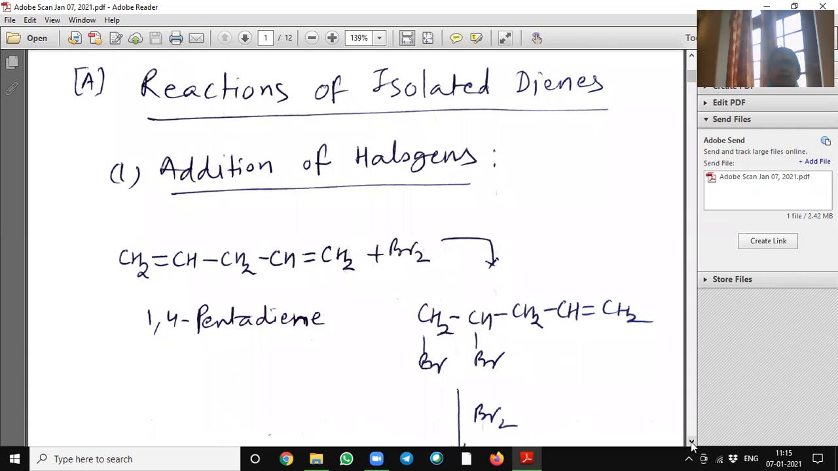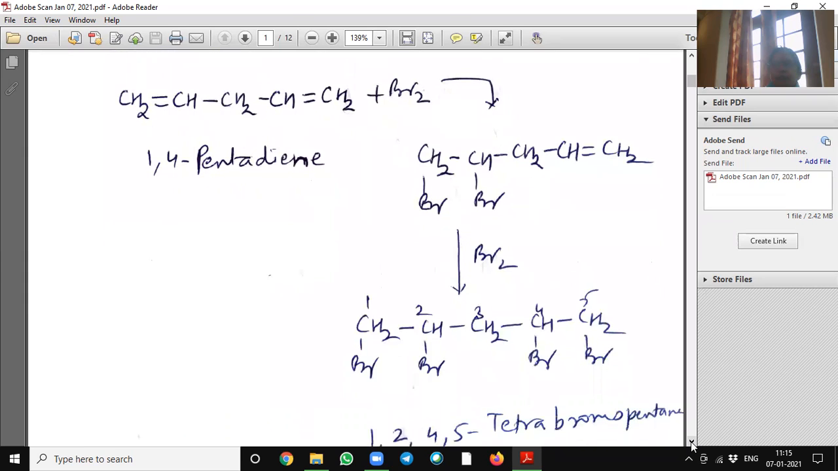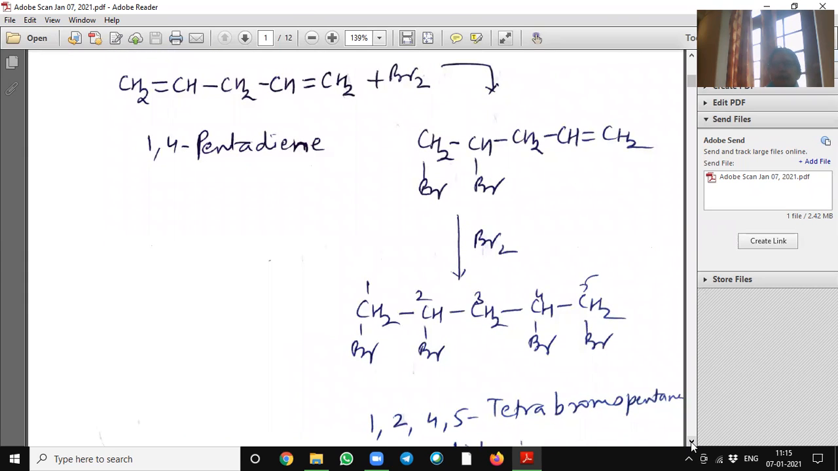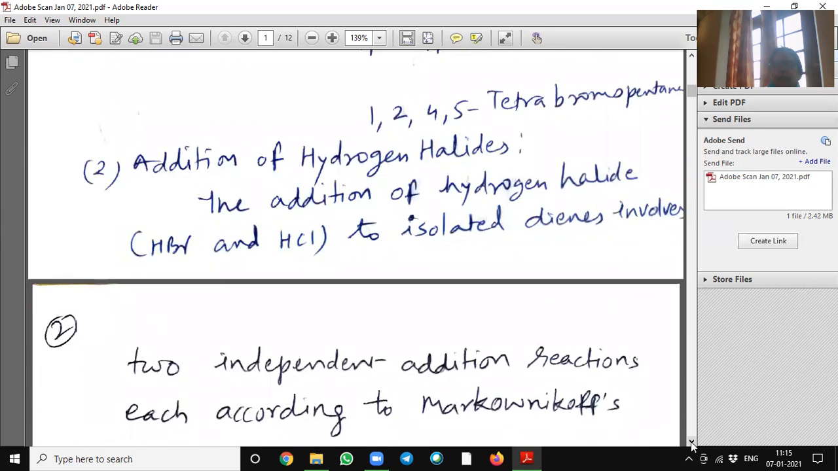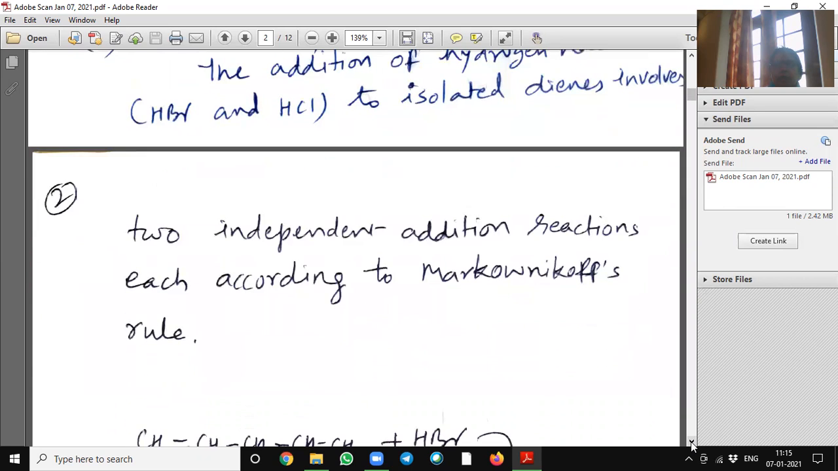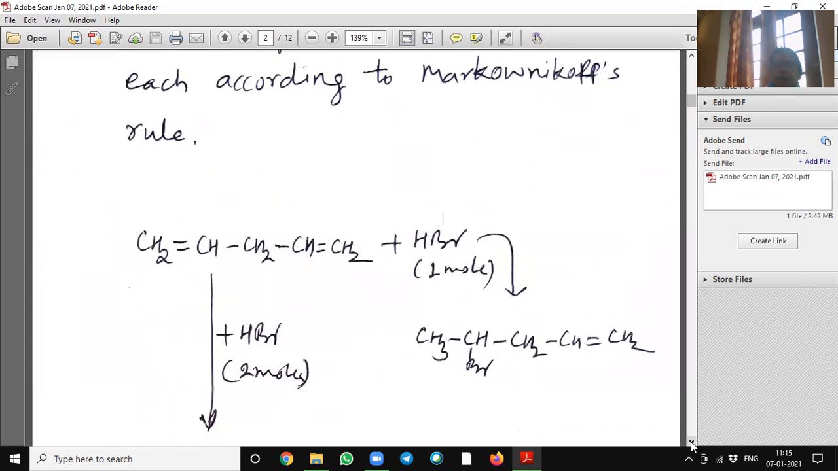Addition of halogens. Halogens are added to 1,4-pentadiene. Two times it will give 1,2,4,5-tetrabromopentane. Addition of hydrogen halide. The addition of hydrogen halide, HBr and HCl, to isolated diene involves two independent addition reactions, each according to Markovnikov's rule.